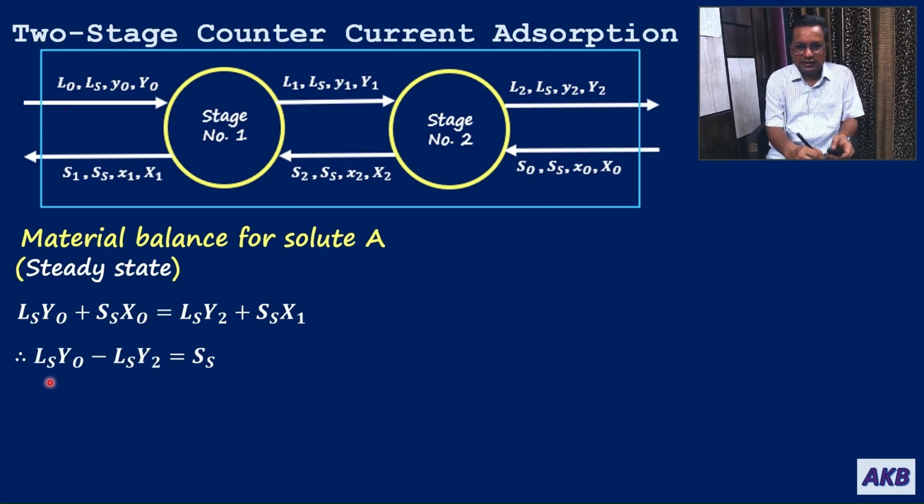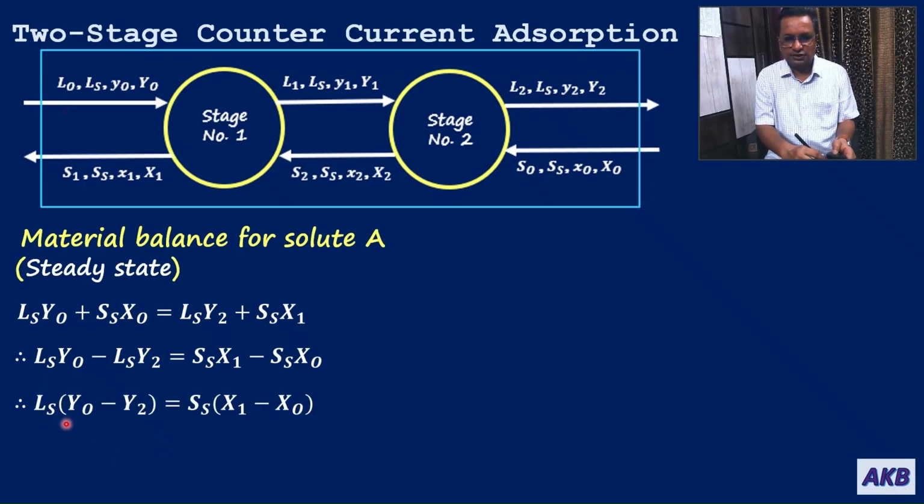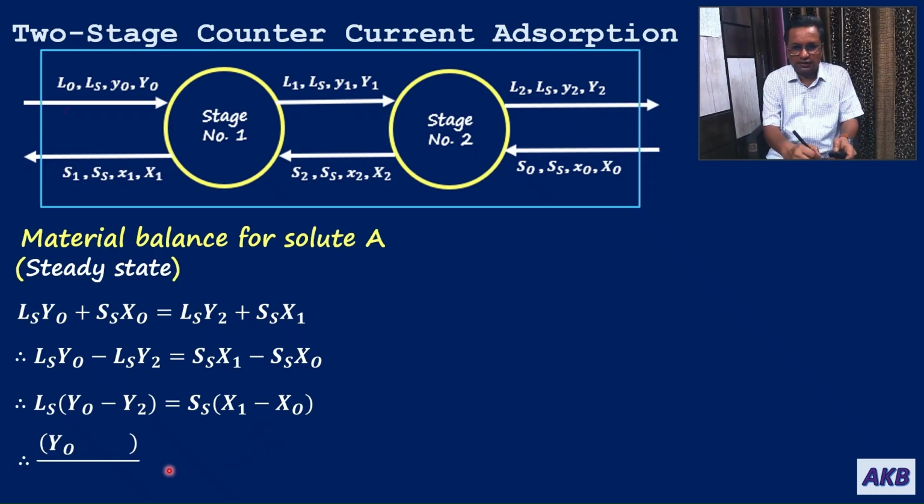So that is Ls into capital Y0 minus Ls into capital Y2. I have collected the terms containing Ls on the left hand side, and on the right hand side we have terms containing Ss. So this will be equal to Ss into capital X1 minus Ss into capital X0. If you take Ls common, it will be Ls into capital Y0 minus capital Y2, that is equal to Ss into capital X1 minus capital X0.